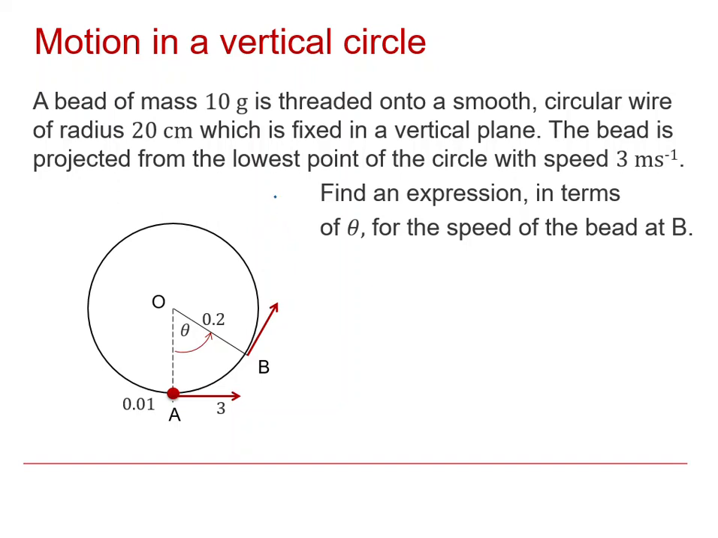A bead of mass 10 grams. Well, that's light, so we can assume that it's not really going to have any significant distortion on the circle. And it's threaded onto a smooth circular wire. Smooth, so there's no friction. The wire's radius is 20 centimeters and it's fixed in a vertical plane. The bead is projected from the lowest point with a speed 3 meters per second, and we're going to investigate how the speed depends on the angle theta. Notice that already I've put on the diagram the various measurements, and they're all in standard units, so I've left them off.